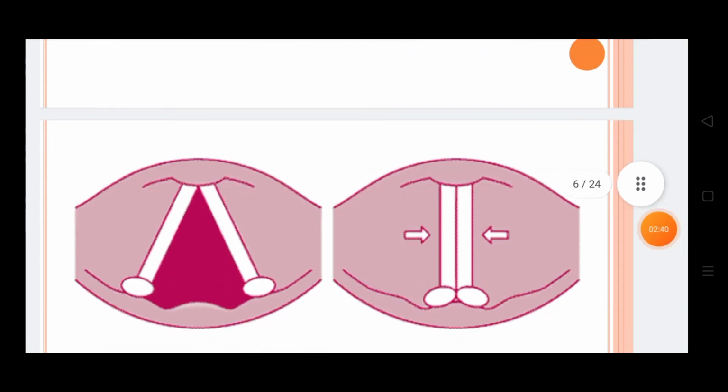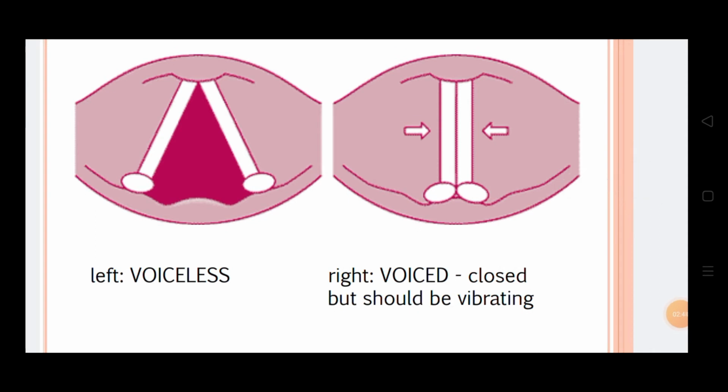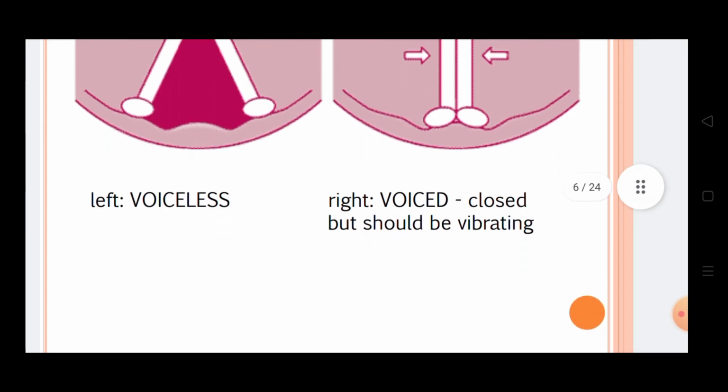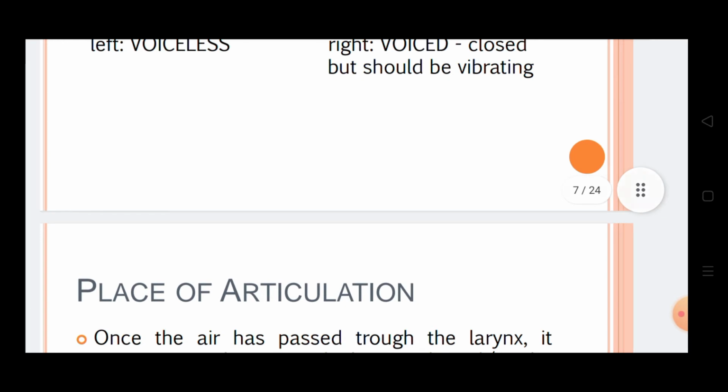And now we'll see the position of the vocal folds while producing voiced or voiceless sounds. This left one shows that in production of a voiceless sound, the vocal folds are far apart and air moves easily, so there is no vibration, whereas in a voiced sound you can see that the vocal folds are close to each other, which leads to vibration, and the vocal folds vibrate.